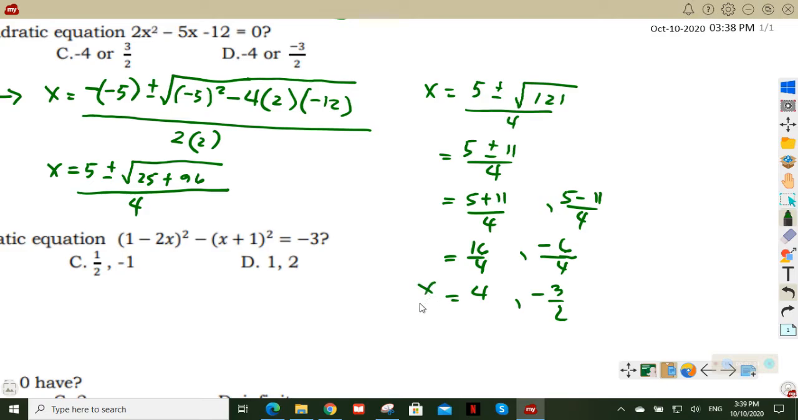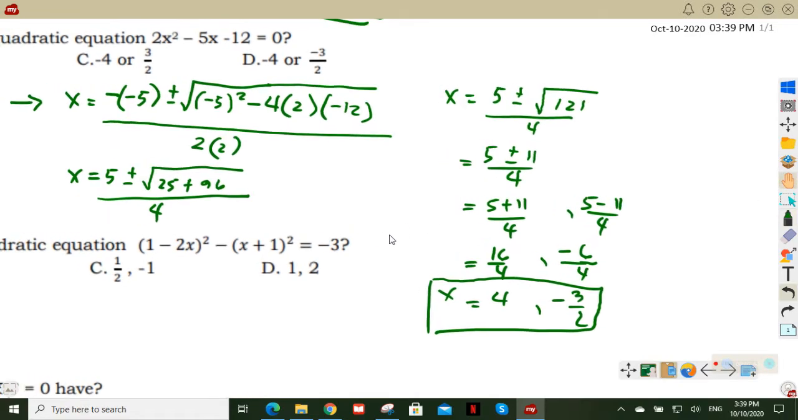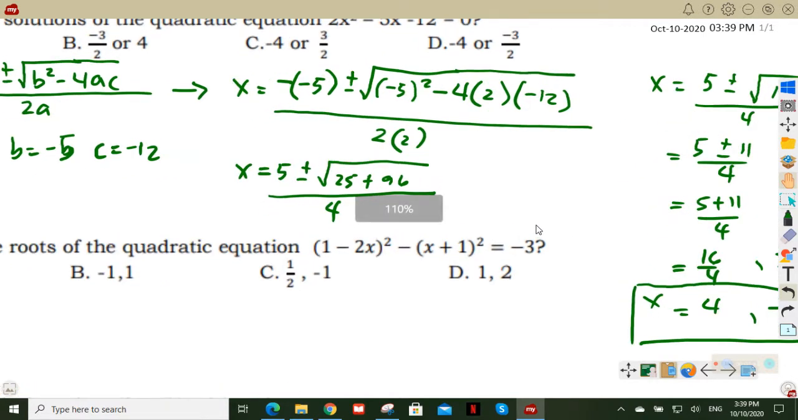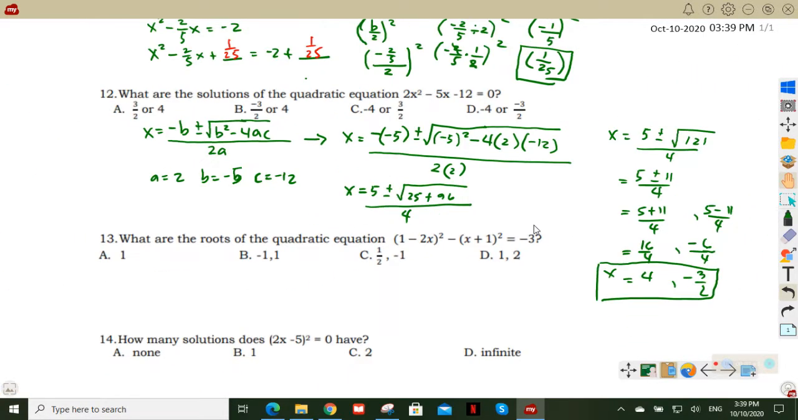So these are now the values of x, which is letter, what letter? 4 and negative 3/2, okay, letter B, right? Letter B. Okay, now let's move on.